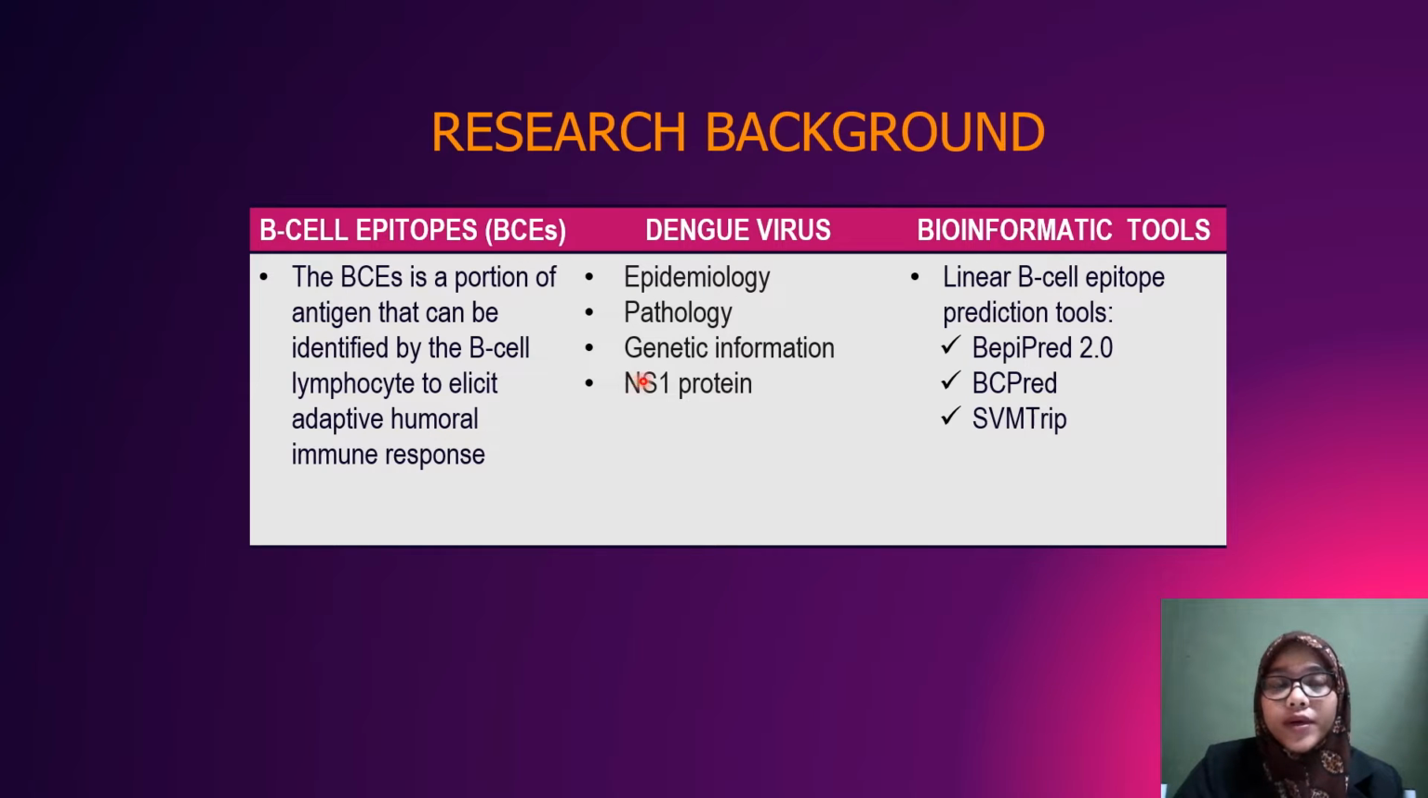So in my research paper, I mentioned a little bit about the epidemiology, pathology, and the genetic information, especially on the NS1 protein of the dengue virus. I also mentioned the bioinformatics tools to predict the linear B-cell epitope, which include BPPRAT 2.0, BCPRAT, and SVM3.